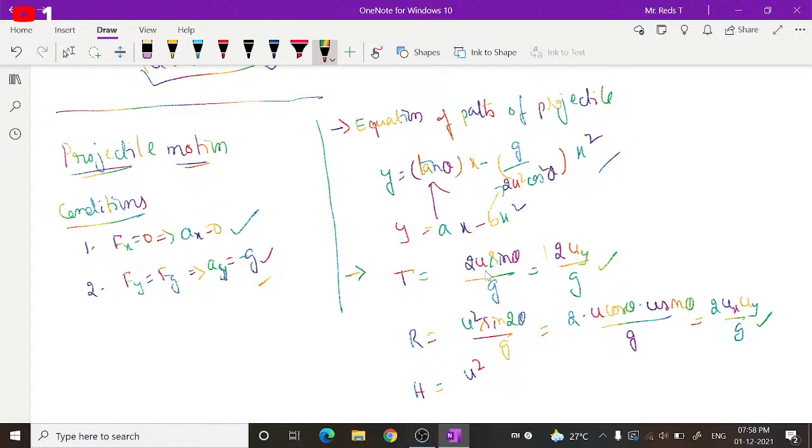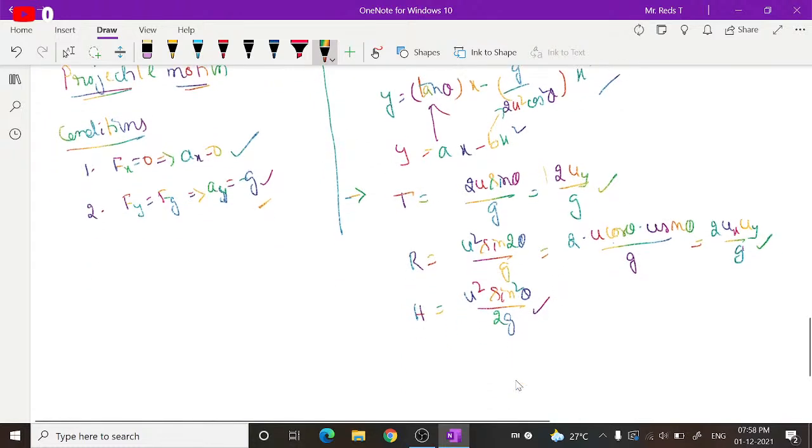This can also be expressed as, because u sin theta is the y component of initial velocity, 2 uy by g. And R is the range. Range is expressed as u square sin 2 theta by g, and this can further be expressed as 2 into u cos theta into u sin theta by g, where u cos theta is ux and u sin theta is uy, so we can write it as 2 ux uy by g. And H is maximum height, u square sin square theta by 2g.